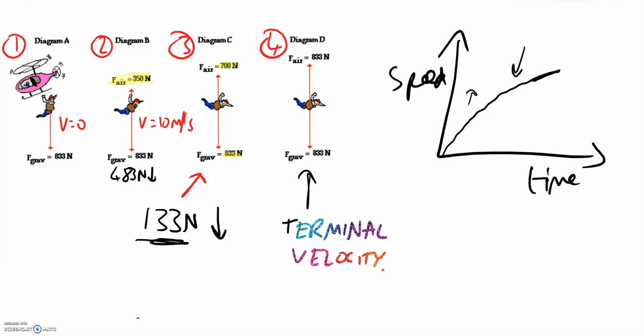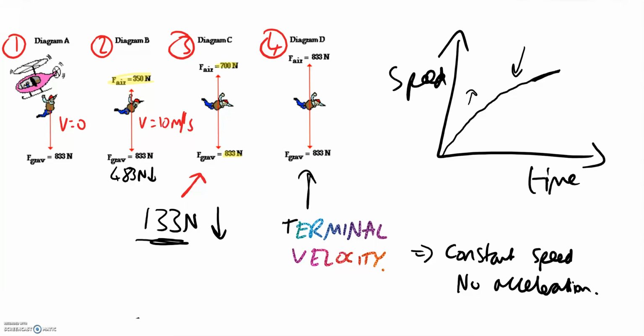This is the fastest speed this person is going to reach in their skydive, because now there is no resultant force. The force is balanced. So this person, he or she, is going at a constant speed. There is no acceleration.